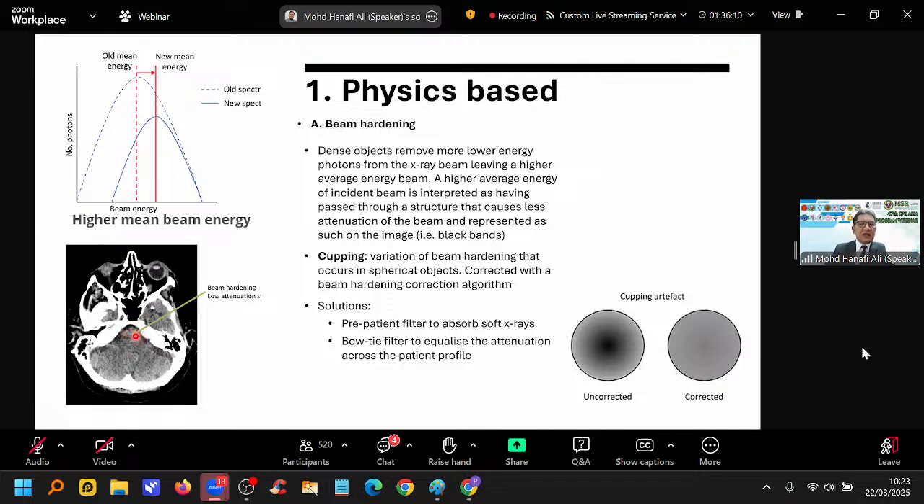We can see it a little bit whiter than the standard or normal one. So this is an artifact that we can find. This is the cupping artifact due to beam hardening, which occurs if we have a spherical object.